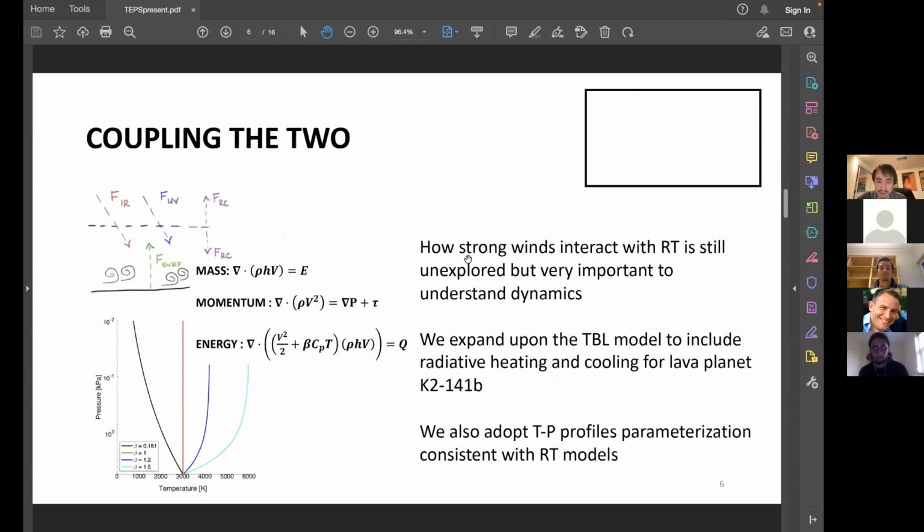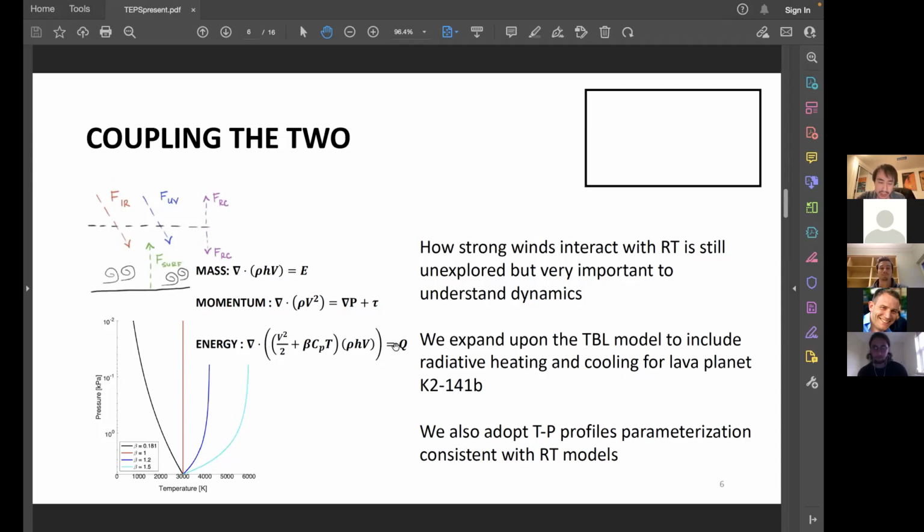And so we actually don't know how the strong winds will interact with the radiative transfer heating, especially from UV flux. And that's very important to understanding dynamics. So a lot of my work is to essentially take all these radiative transfer terms and jam them into these turbulent boundary layer models. And so this is the generalized form of it. You have the conservation of mass, momentum, and energy.